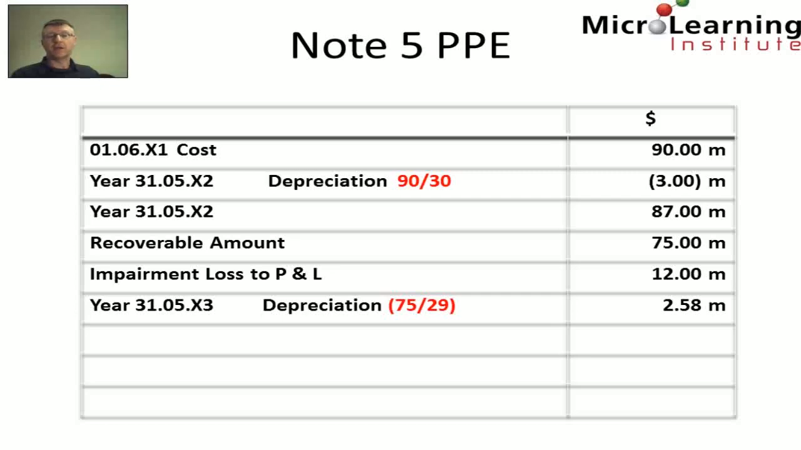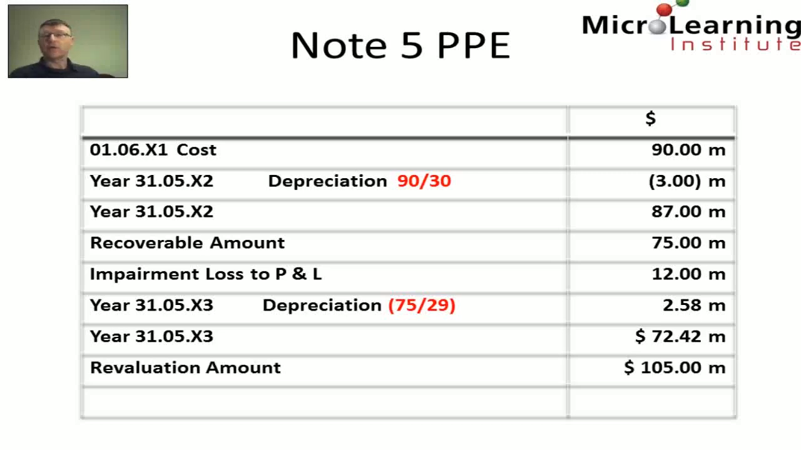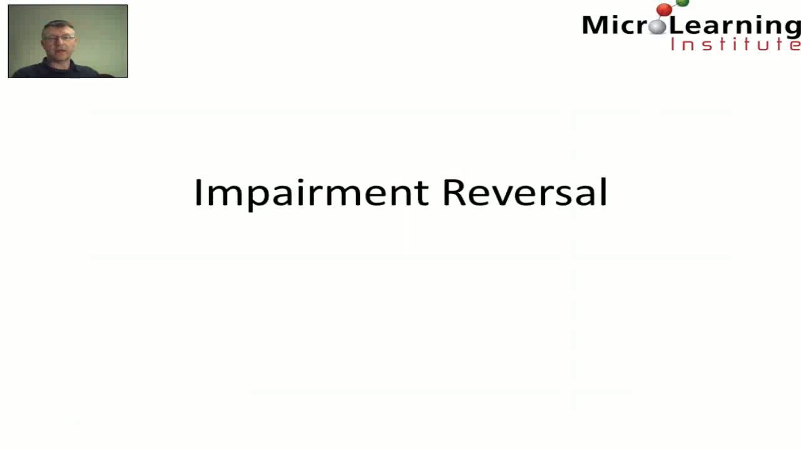Again, in the subsequent year to the 31st of May 20X3, we depreciate the 75 million over the remaining useful life of 29 years, recognising a depreciation expense of $2.58 million, leaving us with a closing balance at the 31st of May 20X3 of $72.42 million. However, we're told that the revaluation amount is now $105 million. And of course, as Trailer applies the revaluation model of IAS 16, we can now recognise a total revaluation gain of $32.58 million. So now let's look at how that revaluation gain is recognised.